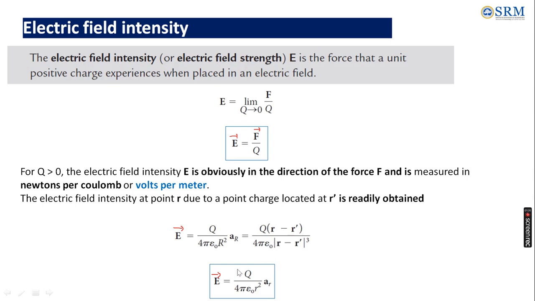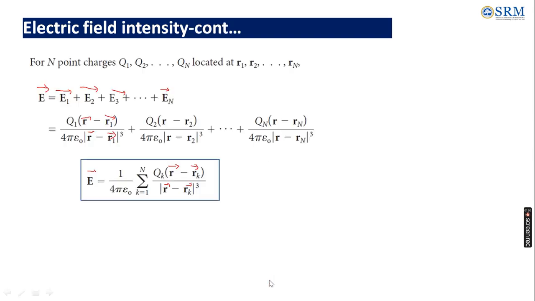If I want to find the electric field intensity at a point R, but my point charge is located at the origin, then this r dash turns out to be 0. Then how will I write the formula? It is q divided by 4 pi epsilon naught r square into ar cap.